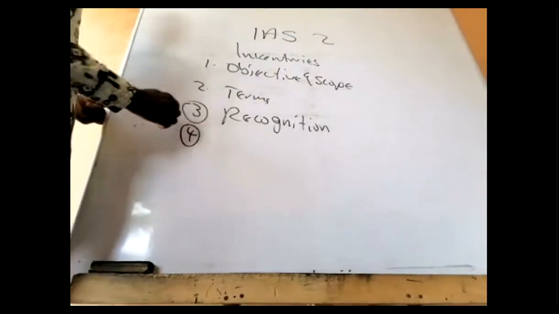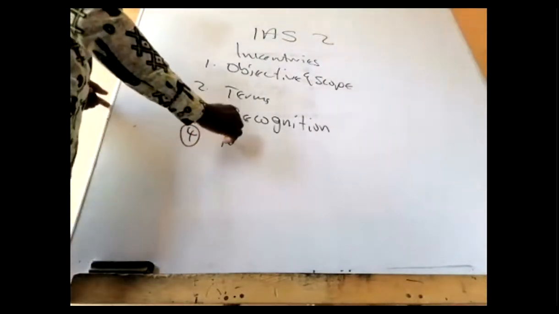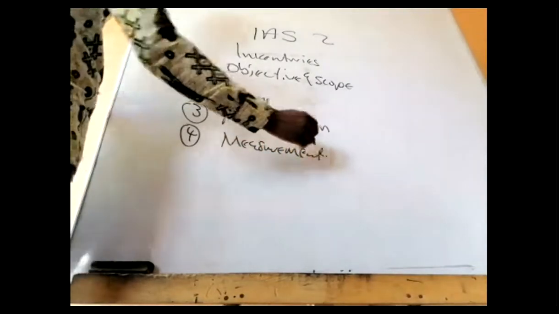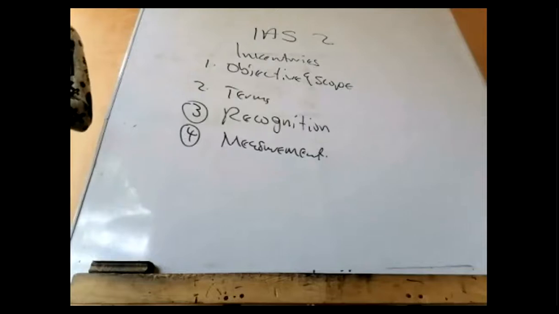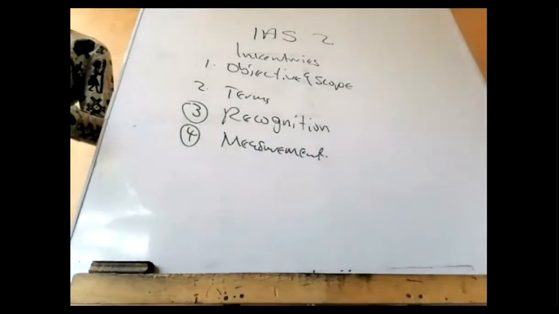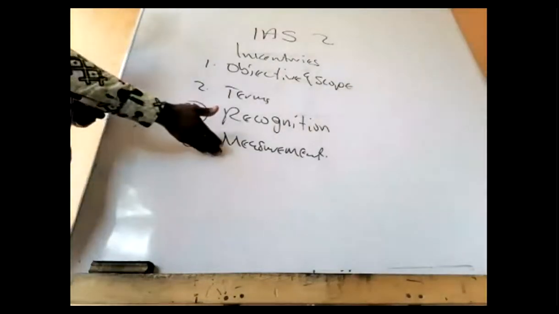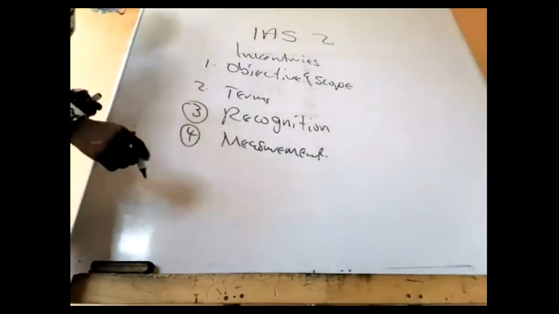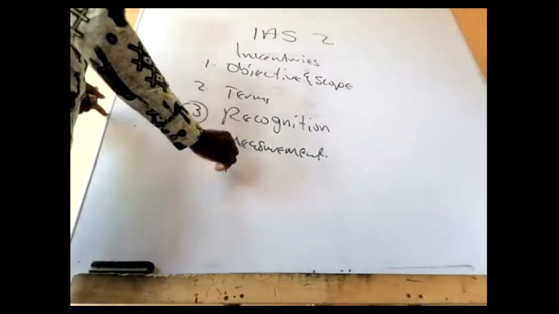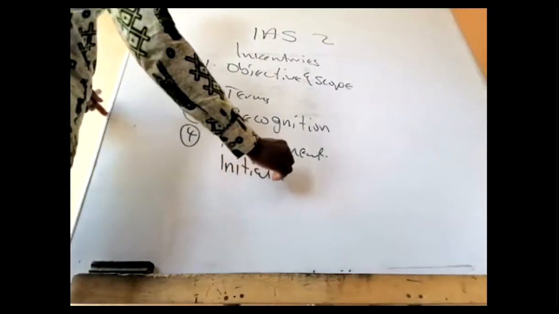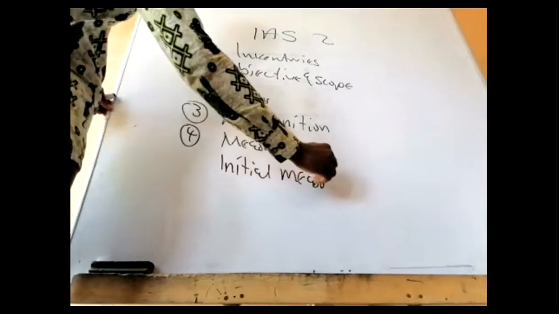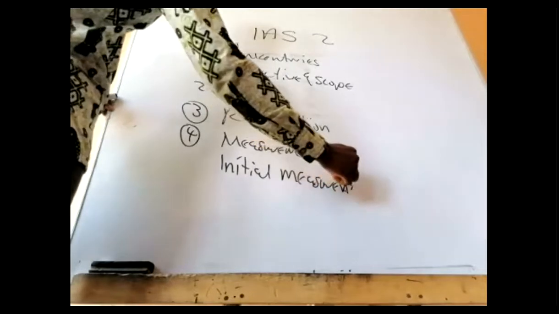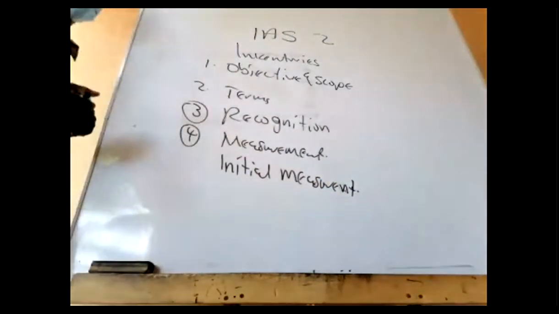Then we started with the measurement. So the measurement talks about how to obtain what? The value of the inventory. But that's where we ended. If we talk about measurements, there are two types. We did the initial measurement last week. We have what we call initial measurement. We said that initially inventory should be measured at what?